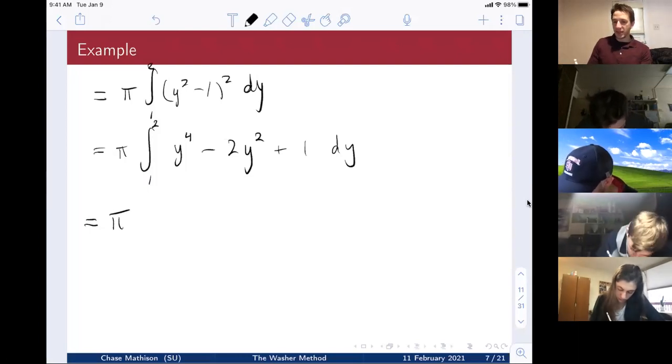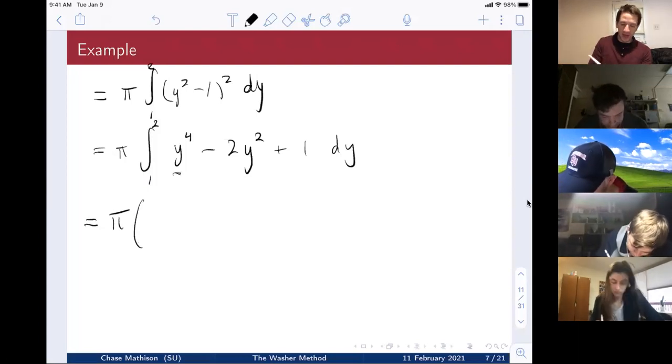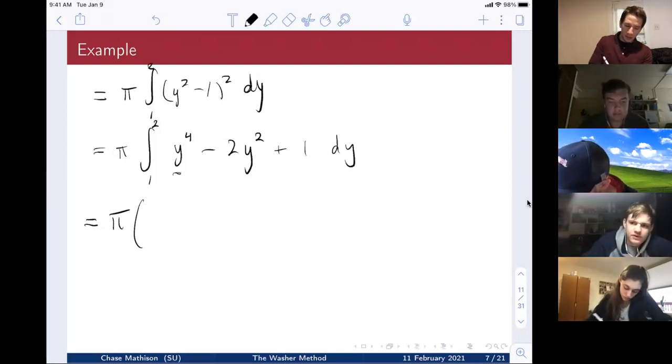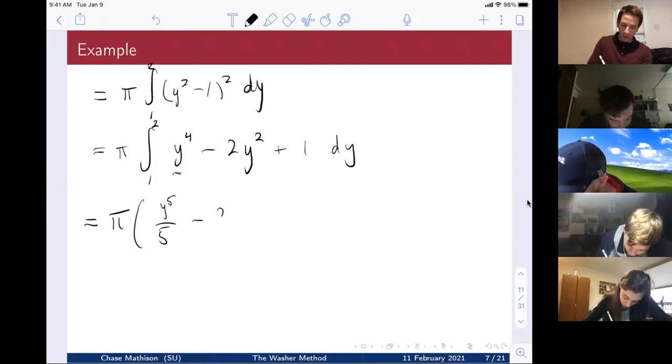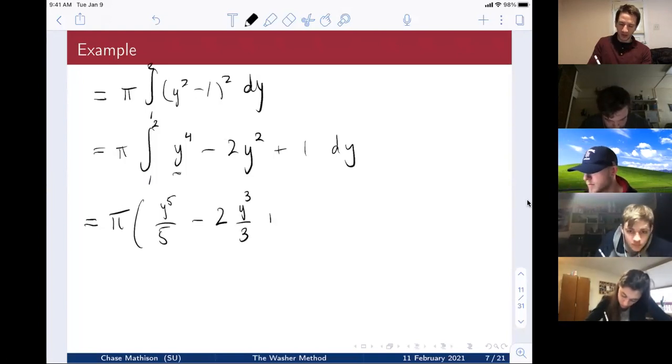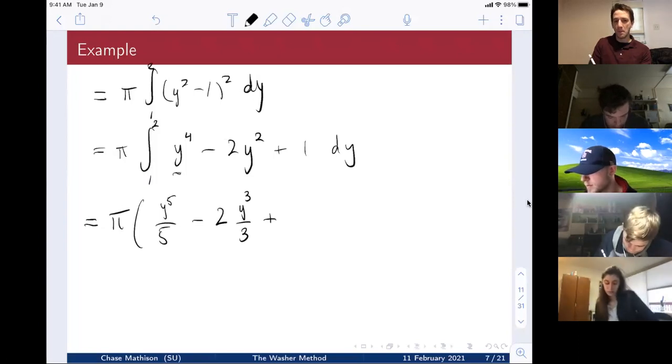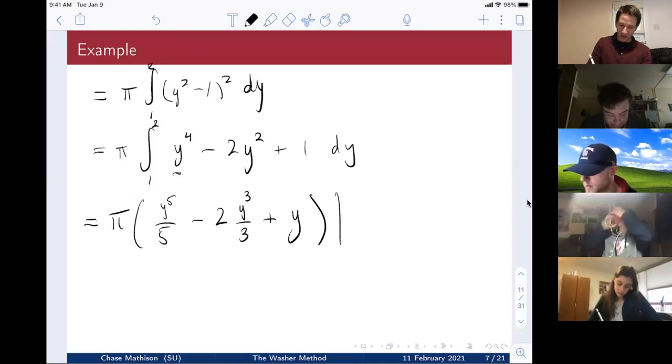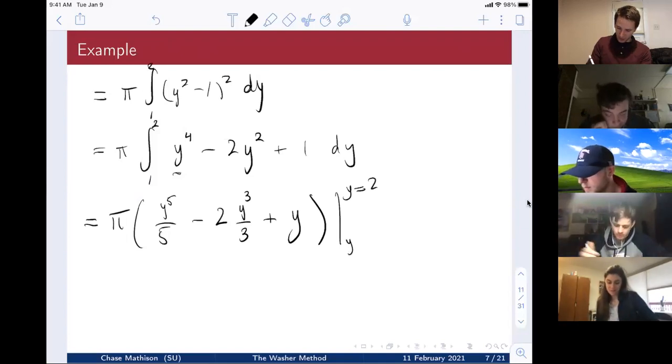All right, so then we take this piece by piece. What's the integral of y to the 4th with respect to y? y to the 5th divided by 5, perfect. Minus 2 times, what's the integral of y squared with respect to y? y cubed divided by 3, perfect. Plus, what's the integral of 1 with respect to y? y. Perfect. Exactly right. I'm so proud of all of you.